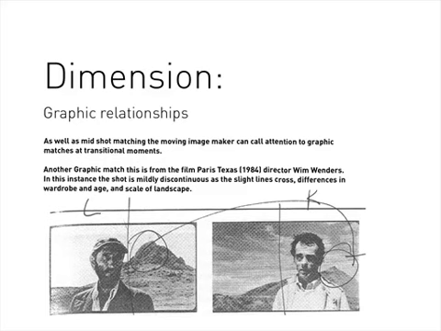Graphic relationships: background elements, as well as matching mid-shot. The moving image maker can also call attention to graphic matches at transitional moments. Another graphic match is from the film Paris, Texas, by Wim Wenders. In this instance, the shot is mildly discontinuous. There's a slight line cross. He's looking one way, that guy's looking the other. So if you put them face to face, they're not quite eye to eye. But when we cut from one thing to another, we have the similarity of the mountain.